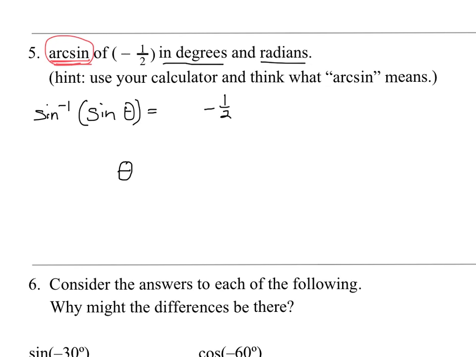A-R-C-S-I-N. And there's also an arc cosine, there's an arc tangent, and those are written this exact same way. Cosine, you might think of it as to the -1 power. I'm going to tell you, please don't. Or tangent, or the inverse of tangent. Those are arc cosine and arc tangent. But this time we're working with arcsine, so let's get back to our original.